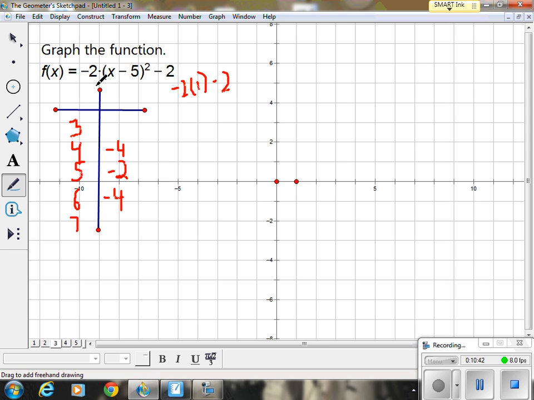Let's plug in 7. If I plug in 7 for x, that would be 7 minus 5, which is 2. 2 squared is 4. So I'd have negative 2 times 4 minus 2. Negative 2 times 4 is negative 8. Negative 8 minus 2 is negative 10. So I can expect that for my y coordinate to attach to 7.